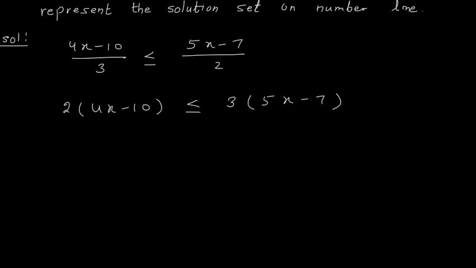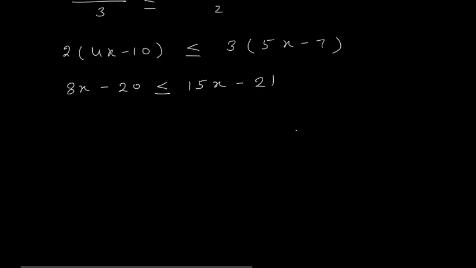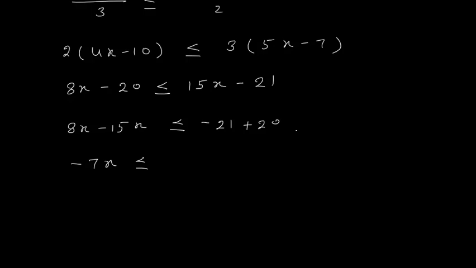Now open the brackets: 2 times 4x is 8x, 2 times 10 is 20. This is less than or equal to 3 times 5x is 15x, 3 times 7 is 21. Now 8x minus 15x is less than or equal to minus 21 plus 20. So minus 7x is less than or equal to minus 1, and this gives x is greater than or equal to minus 1 upon minus 7, that is x is less than or equal to 1 upon 7.